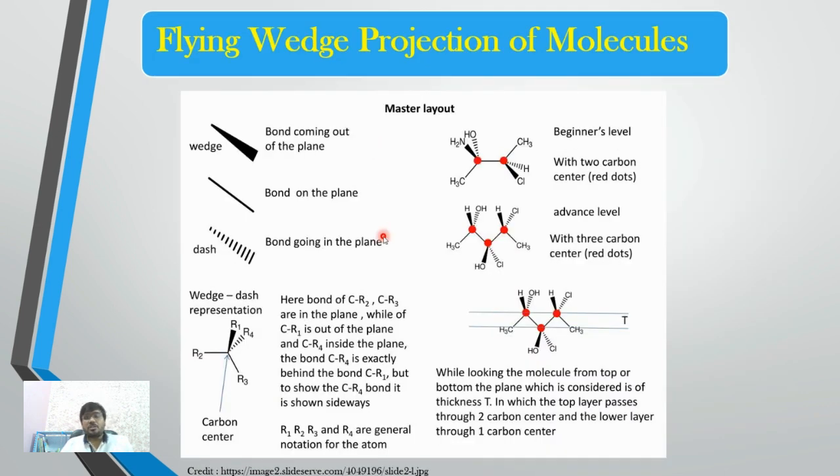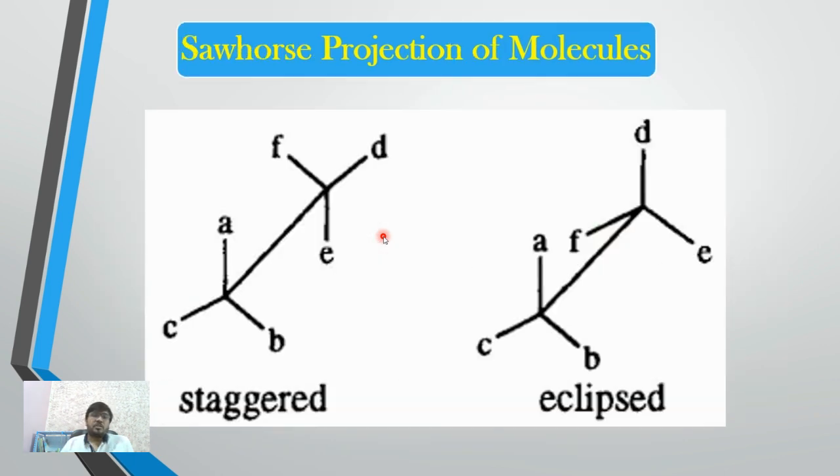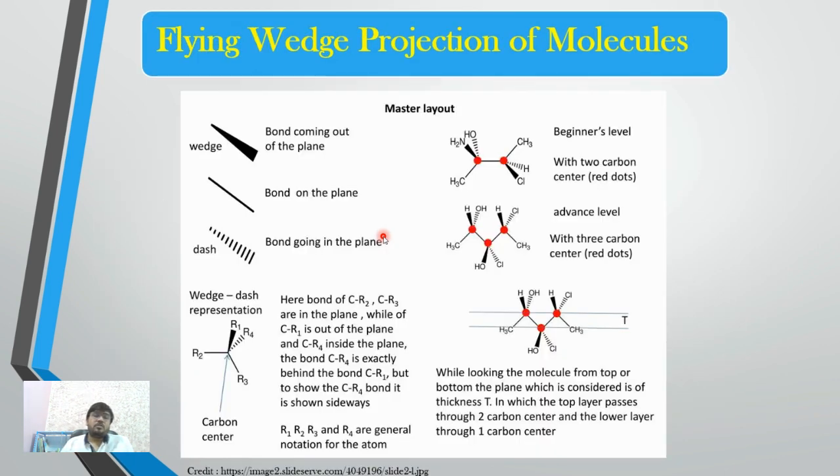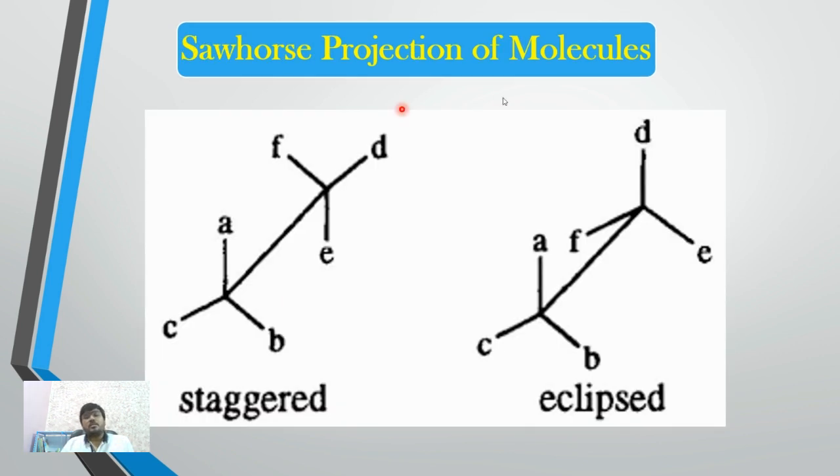So these are the projections. There are some projections which are known as flying wedge, Fischer projection, or the Newman projection of a molecule. So what is a flying wedge projection? Where these dashes and wedges are present, they are known as flying wedge projections. Here, these particular bonds are in the plane. This wedge is coming out of the plane, and this dash is going into the plane. This Fischer projection, generally we draw it in organic chemistry.